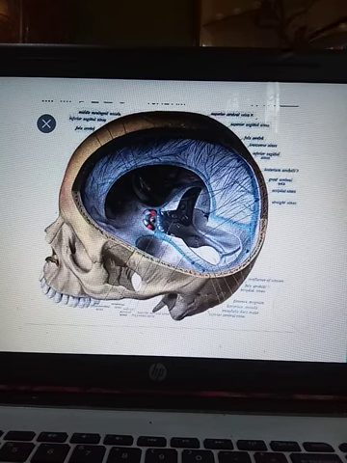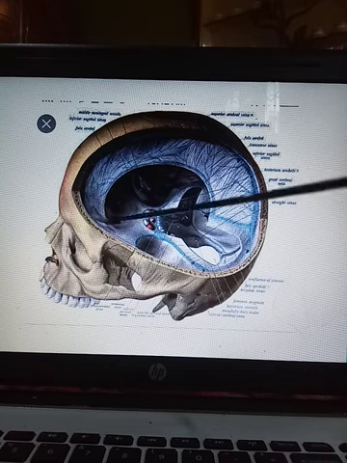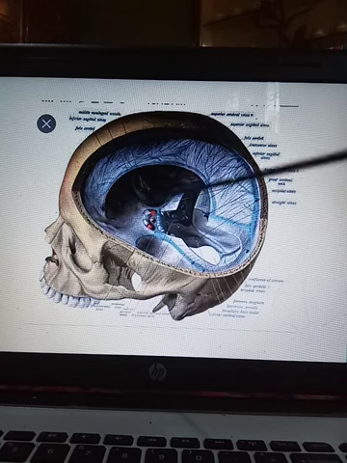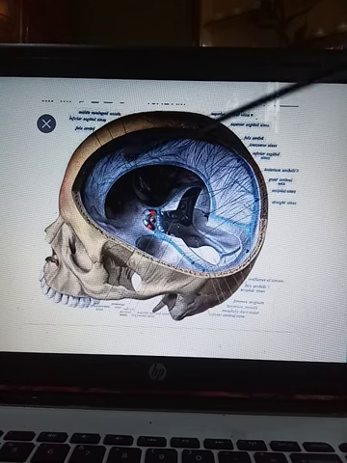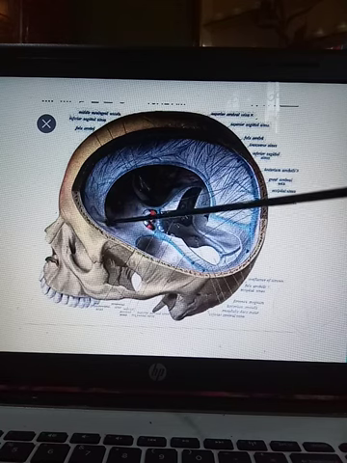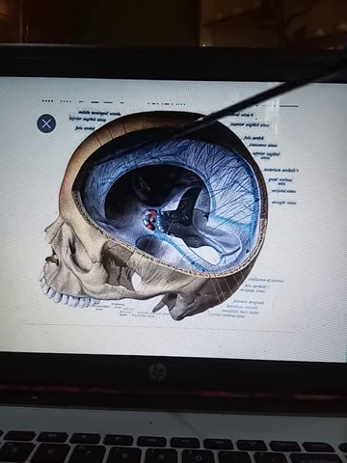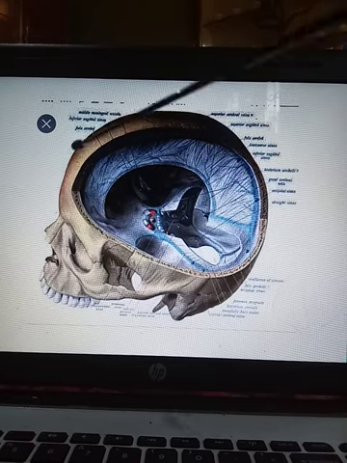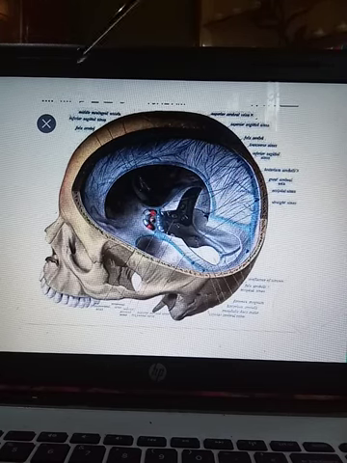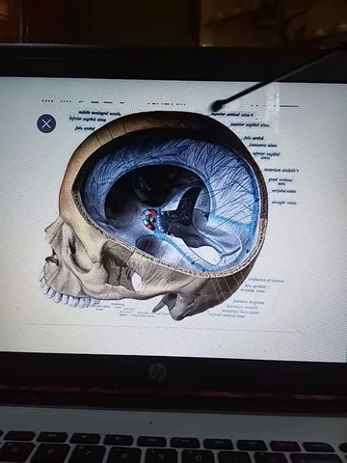This falx cerebri, one of the important modifications of dura mater, has an apex. This is the apex. This apex is attached to the crista galli. Crista galli is here. It is attached to the crista galli.